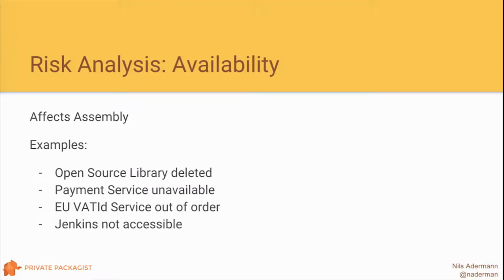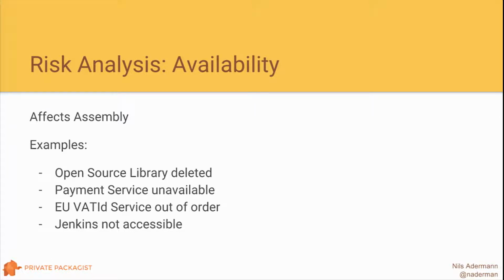So let's start with the whole, how do we analyze risks? And the first thing I want to look at is availability. It's something that mostly affects the first stage, right, the assembly part. So in the very easiest sense, a piece of software that we have is available if I have a copy of it, right? It's really straightforward.